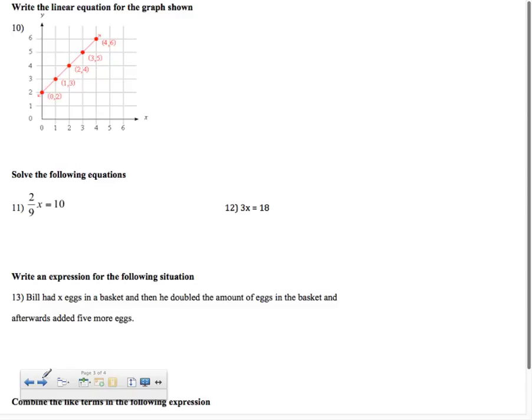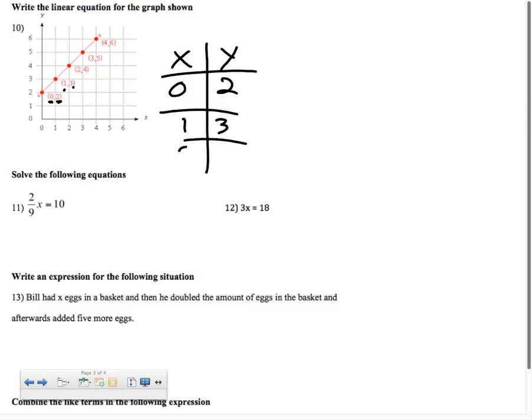The other one here is going backwards. So you're given a graph, and you need to find the table or the equation that goes with it. Usually you have to find the table first and then find the equation, but you don't necessarily have to. So let's put these points on a table first. This one says 0, 2. This one's 1, 3. 2, 4. 3, 5. And 4, 6. And I want to know what the rule of this table is.